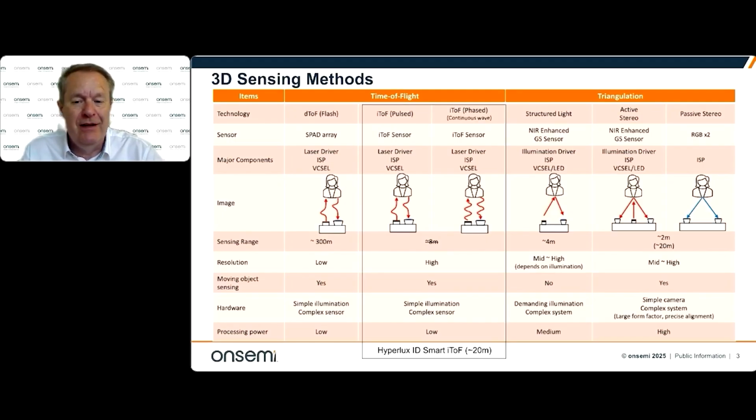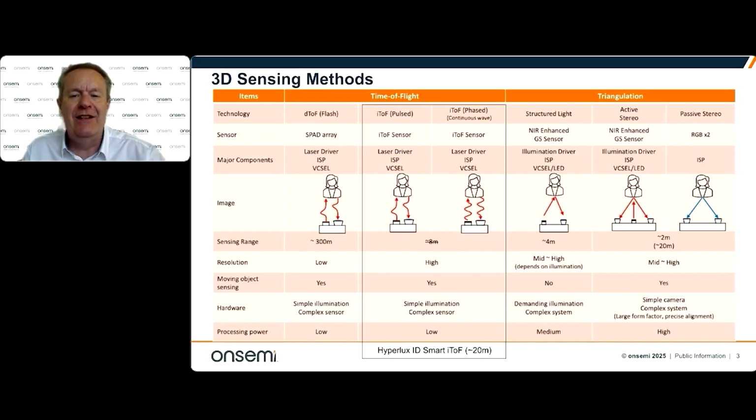It's a simple camera, but it's actually a complex system. It's a large form factor because you do have multiple cameras. It requires very precise alignment because you need to know exactly where those cameras are. It also has high processing power. You've got two lots of information, one going to each camera, that you need to determine that 3D image from, so it can become quite complicated. The speed can be low because of that processing power, and the whole system cost can be quite high because of that. So passive stereo has its place, but given some new technologies, and one I'll introduce you to today, it becomes a little bit more outdated.